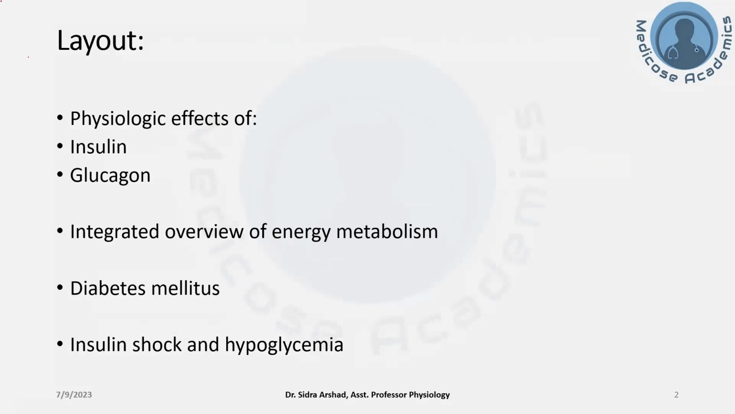So this is the layout that we are going to follow. After establishing the biological characteristics of these two hormones, I shall be describing in a little bit of detail the physiologic effects of insulin and glucagon. Then we are going to integrate the action of these two hormones and some other hormones in the overall energy metabolism. Then we shall discuss in a little bit of detail diabetes mellitus, its pathophysiology, its signs and symptoms. And then we'll conclude by briefly looking at insulin shock and hypoglycemia.